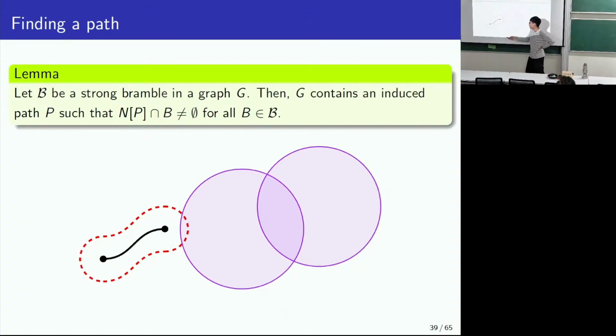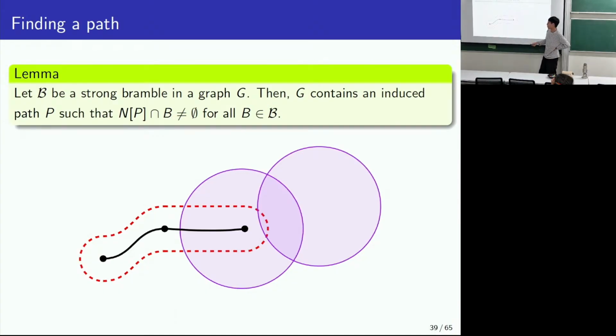So say that in some step we have this path, this neighbor, it meets with some bramble element, but it may not meet with all the bramble elements. But because these bramble elements always intersect each other, we can find a path from here, inside this bramble element. So our path has grown longer and meets with more bramble elements. And we can maintain that this has to be induced in this process. Okay, how to use this path?